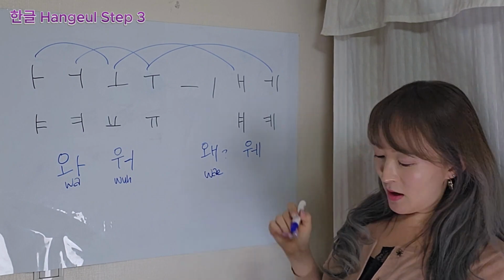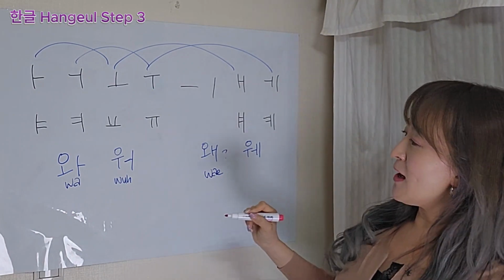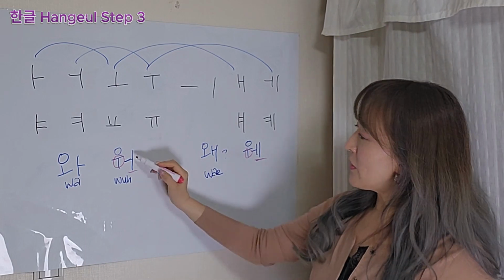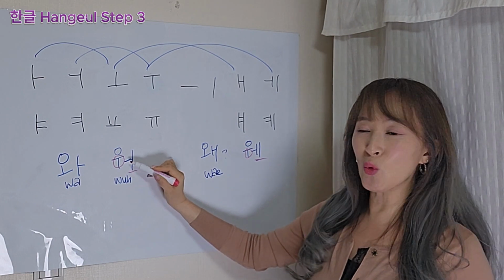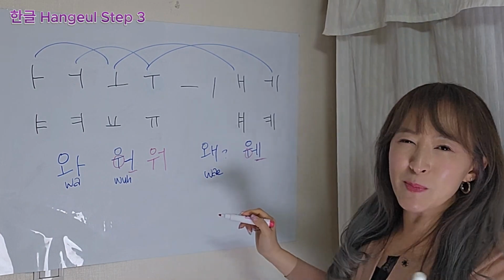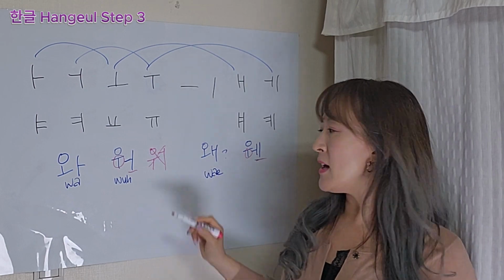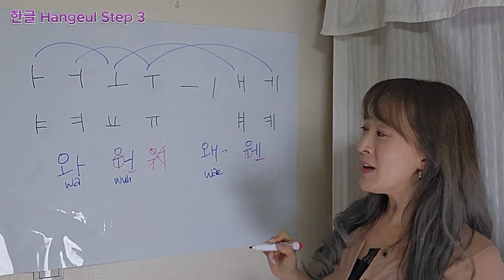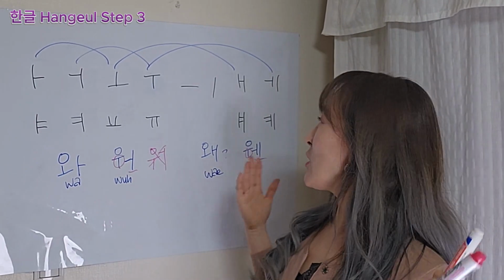Okay, so another thing, if you notice, is here, whenever you have u and another vowel, this last vowel goes kind of underneath the u. So if you write this way, the people will know how to read it, but this is not the correct way. So this all should go underneath the u. Okay, so same here.